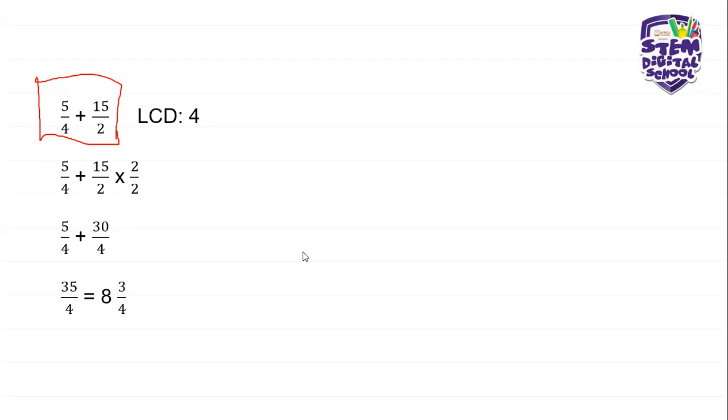So why can't I say 5 plus 15? Because a small number cannot add what a big number. No. Why can't I say 5 plus 15? Look at the numerators. Because the denominators are not the same. Good.